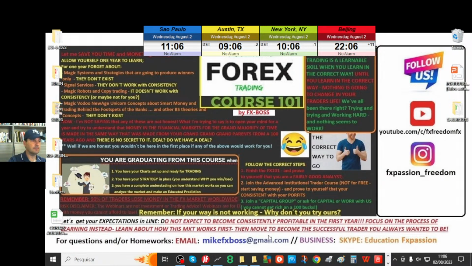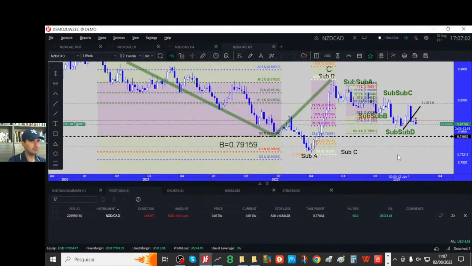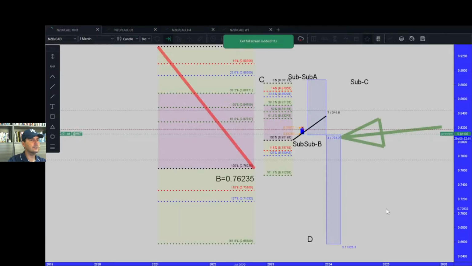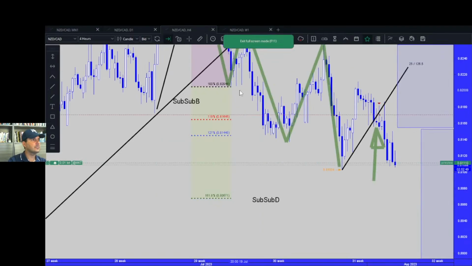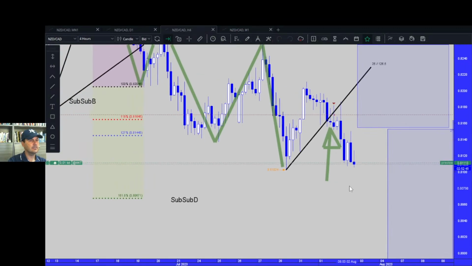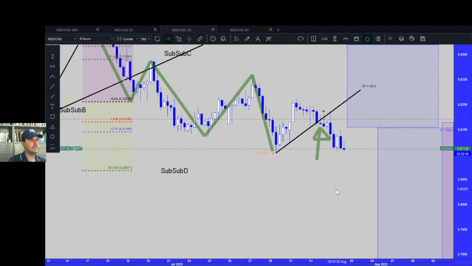Okay. You are winning for sure. Well, most of the time, right? Most of the time. And NZD-CAD 4-hour chart. NZD-CAD 4-hour chart. See everybody? We are winning, right?